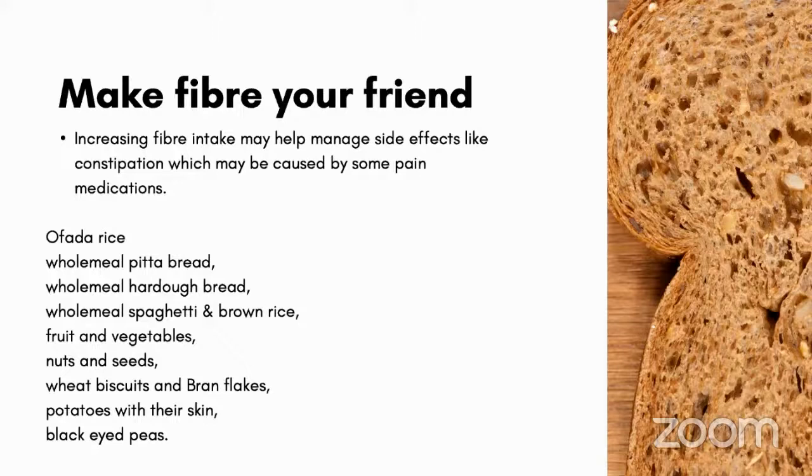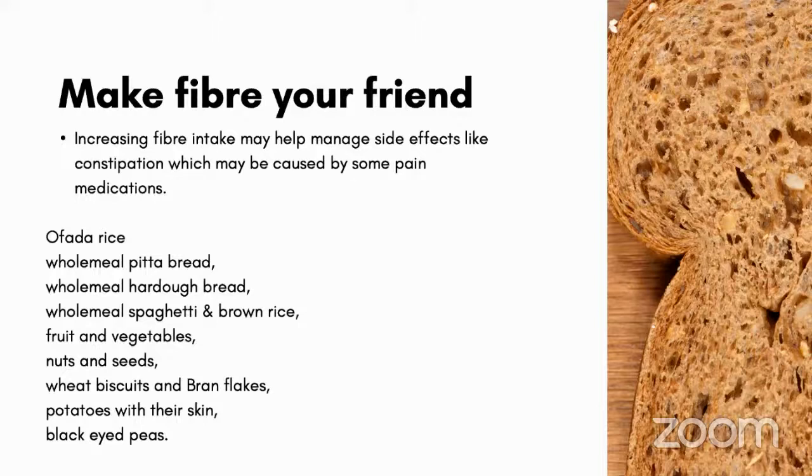Wholemeal pita bread, wholemeal hardo bread as well. This is something that I recently discovered, because I didn't know that you can get a brown hardo bread. It's normally just a brown slice of bread, and with hardo bread, it's just white bread. But I didn't know there's a wholemeal version as well. So do your research and try to find shops that sell wholemeal hardo bread if that's something that you consume. Wholemeal spaghetti and brown rice, fruits and vegetables, nuts and seeds, and even some breakfast cereals have a really high fiber content.